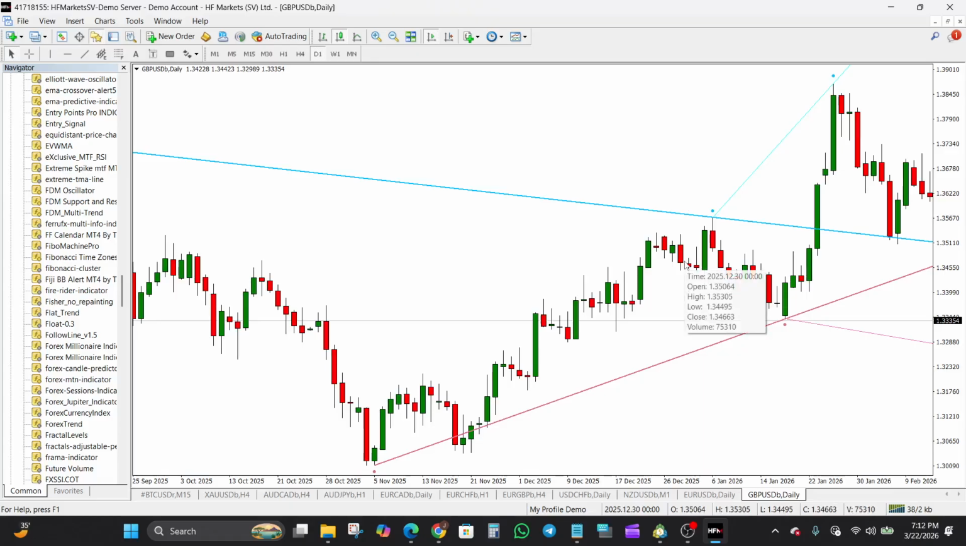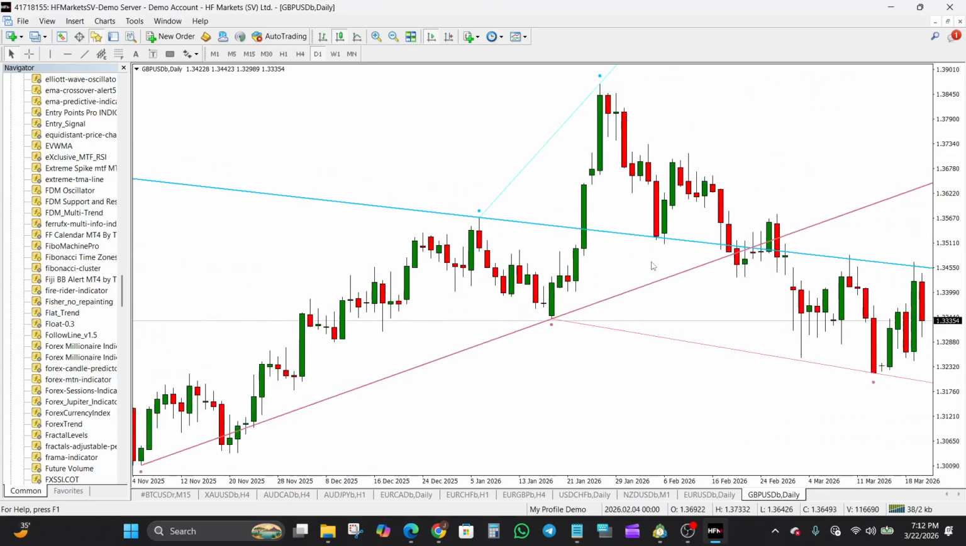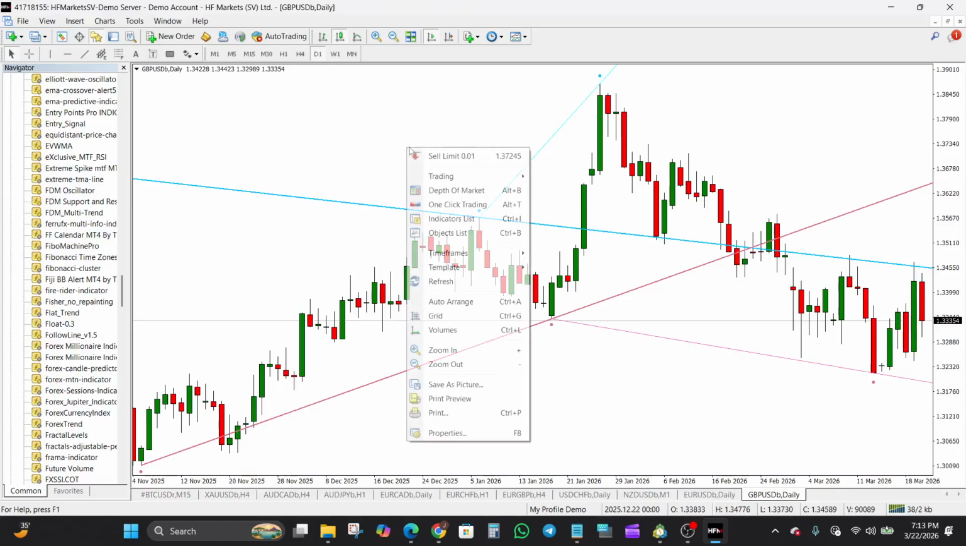So instead of guessing where to draw your trend lines, the indicator does it for you based on actual price behavior. This makes it especially useful for beginners or traders who want a cleaner chart. One of its most powerful features is the ability to display trend lines from higher time frames directly on your current chart.